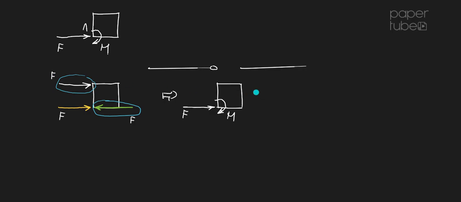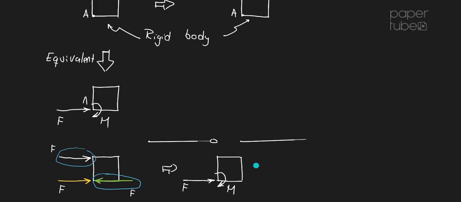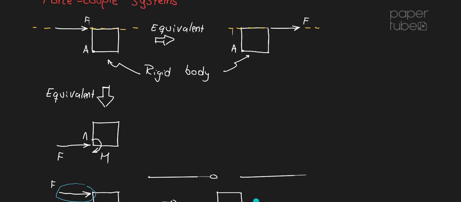So once again, the main idea of the main concept is if you're going to move a force in the same line of action, you can slide it, no problem. It's going to have the same effect in that rigid body. If you're going to move it perpendicular to the line of action, then what we need to do is to add a moment. Now, what is going to be the value of that moment?